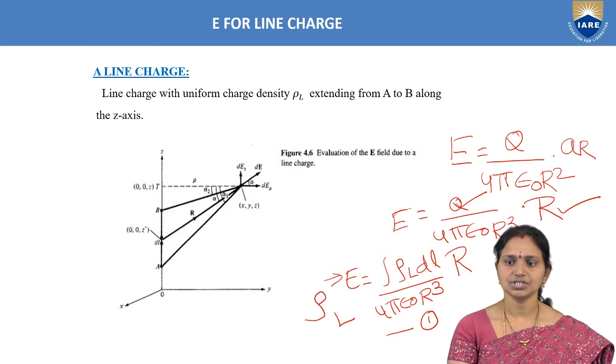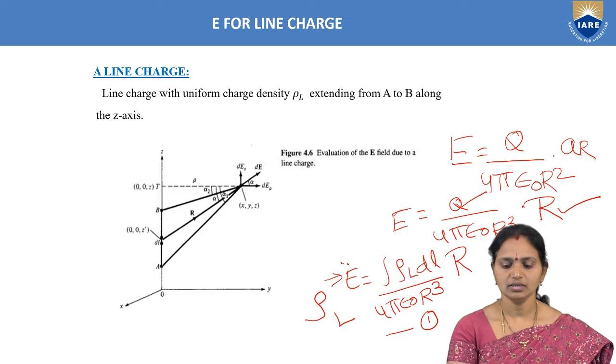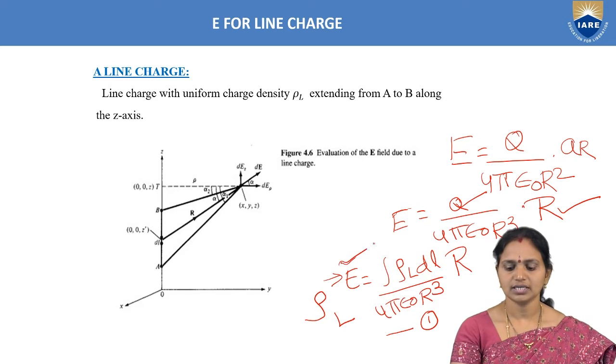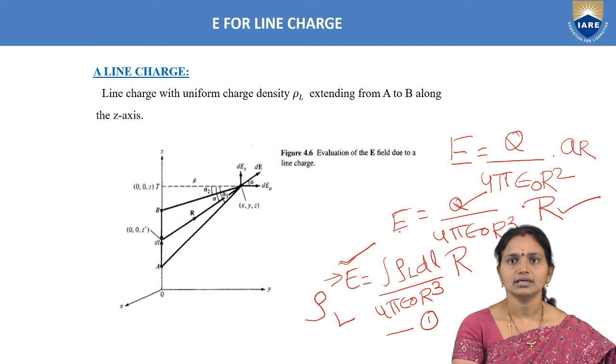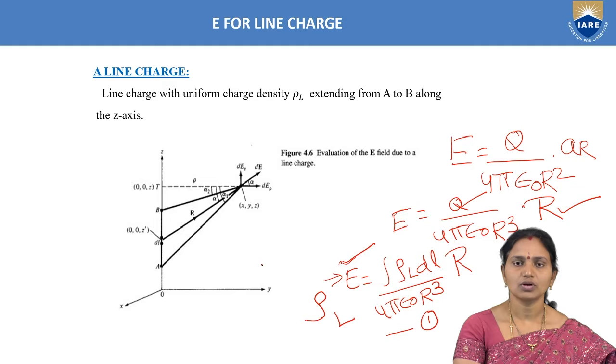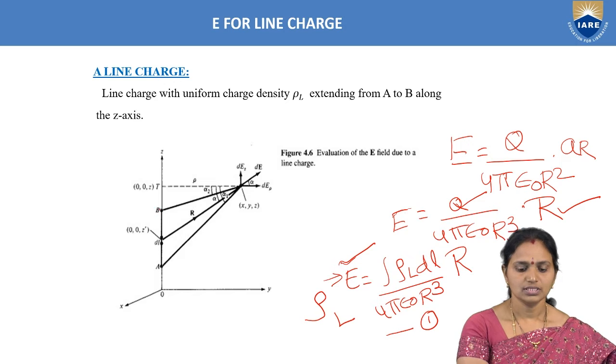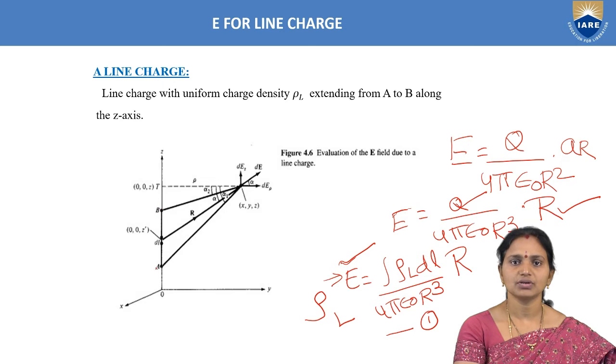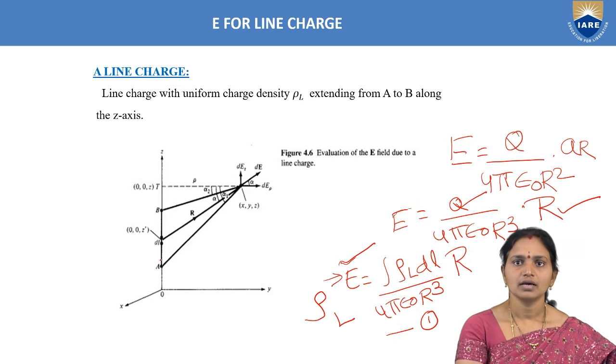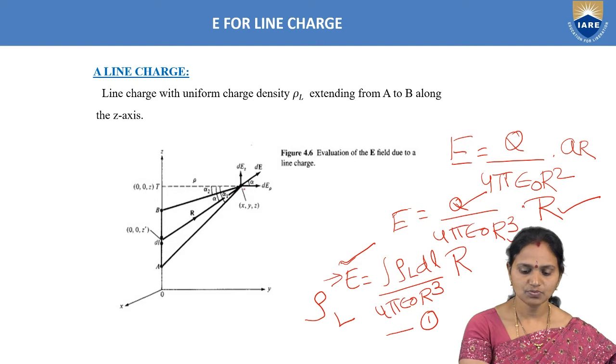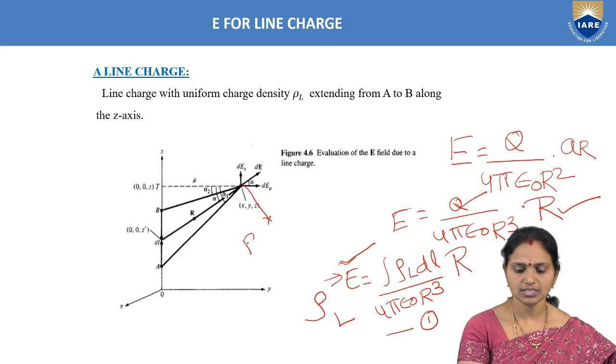Now to derive the value of E here, I am starting with line charge density rho L. Here rho L is located along the z axis. I have considered an orthogonal coordinate system, a 3D orthogonal coordinate system. This is my line charge, which is extending between A and B. The line charge is along the z axis. Here I am trying to find the field. I am taking this point as P, and that point P is X, Y, Z.